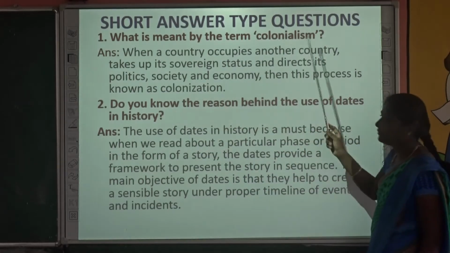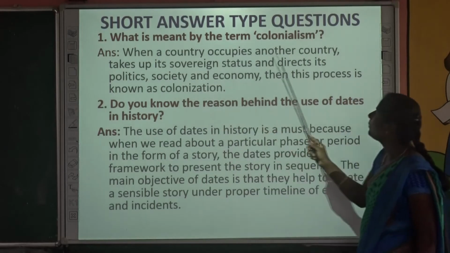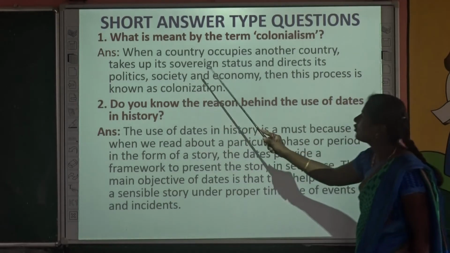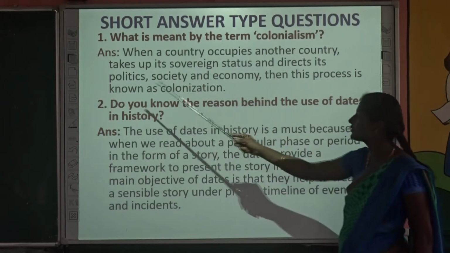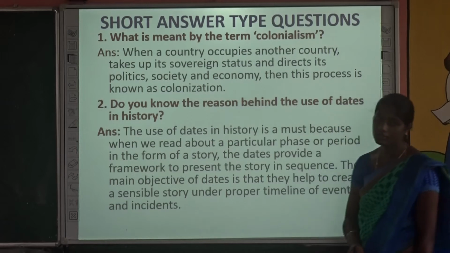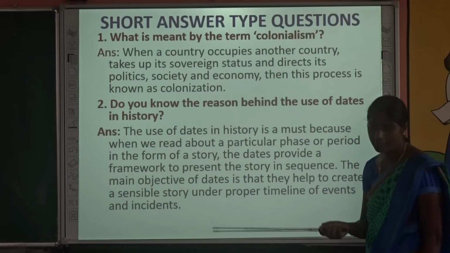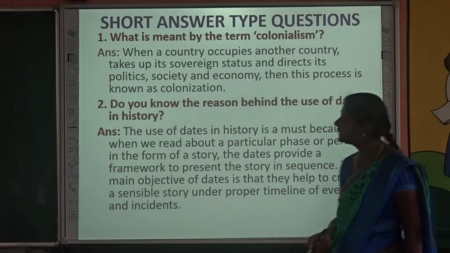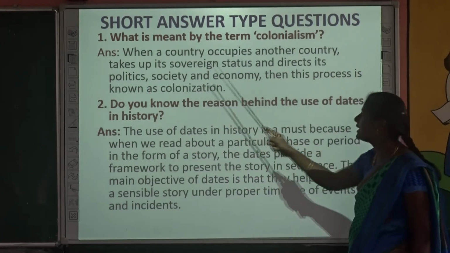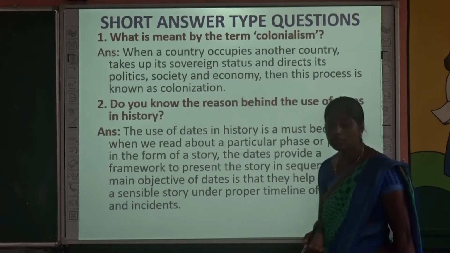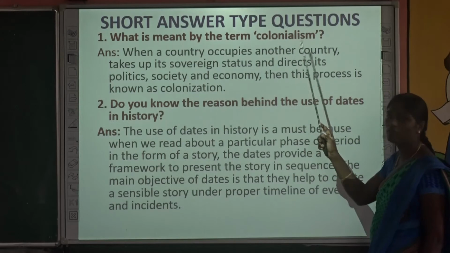What is meant by the term colonialism? When a country occupies another country, takes up its sovereign status and directs its politics, society and economy, then this process is known as colonization. So what is colonialism? It means a country occupies another country, like British occupied India and takes up its society and economy. So they took over all the politics, social and economic things of another country. That is called colonialism.